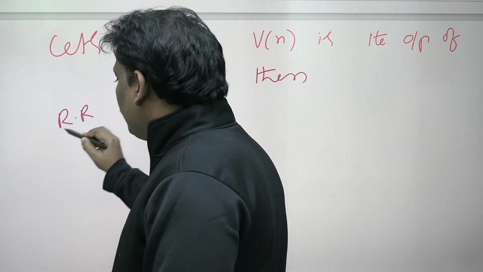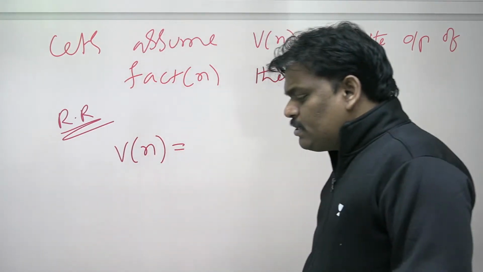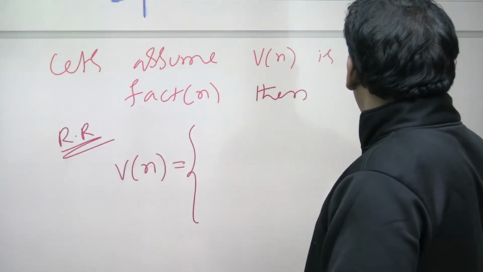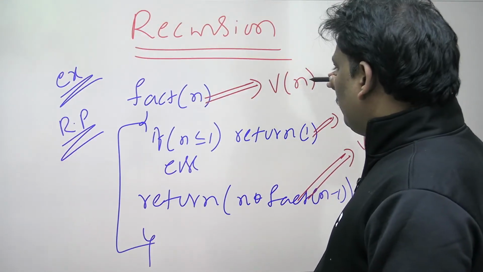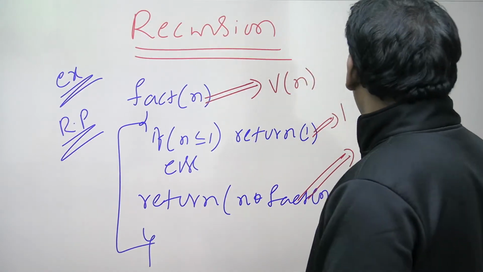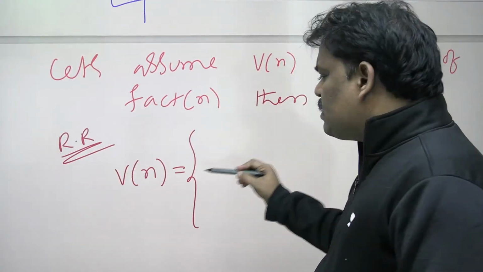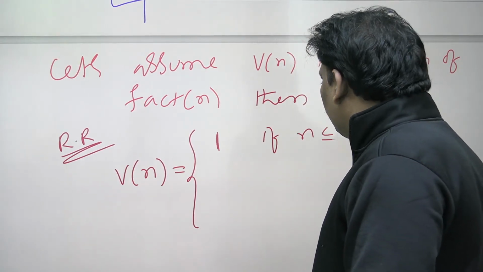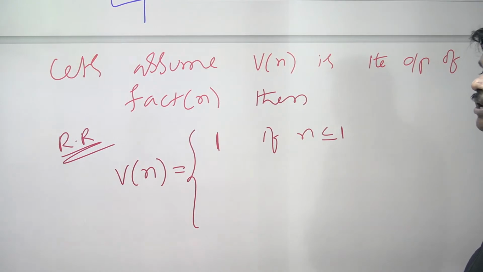Then recurrence relation: V of n is equal to, can you help me now? Fact of n output is V of n, right? If that is the case, go inside. N value less than or equal to 1, return 1. What is the answer? V of n output is 1 if n is less than or equal to 1. V of n means output of the above program, right?